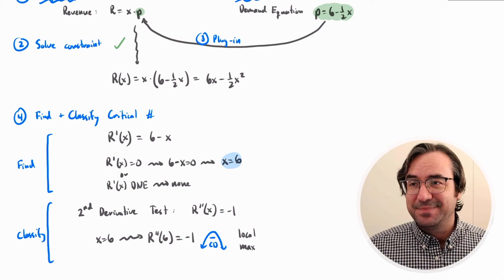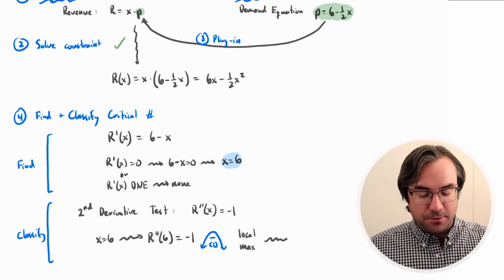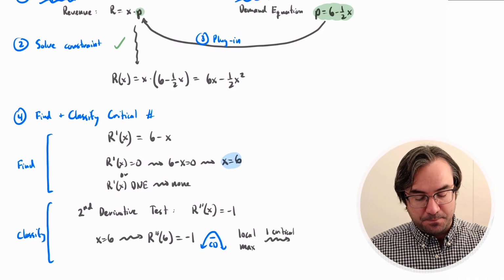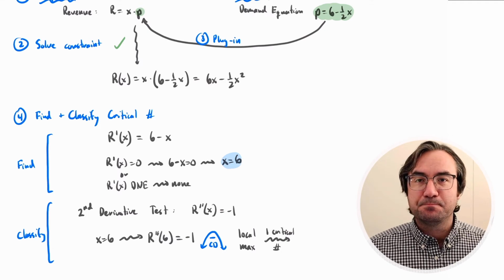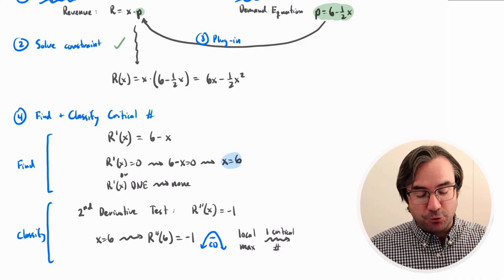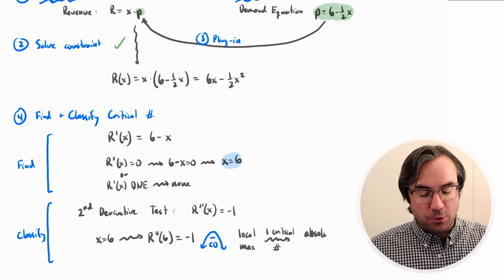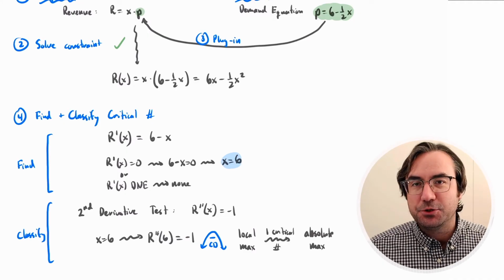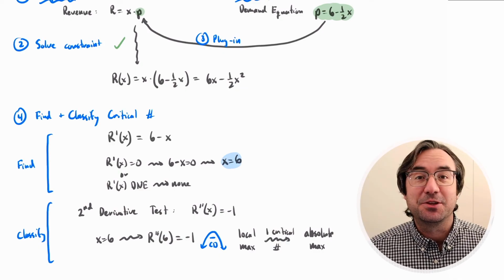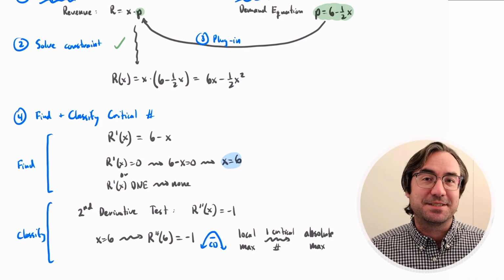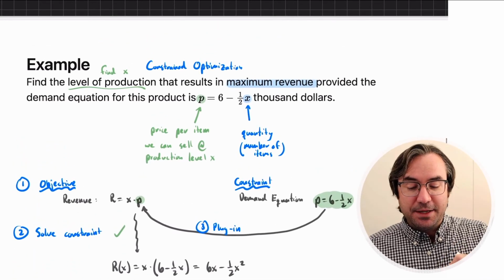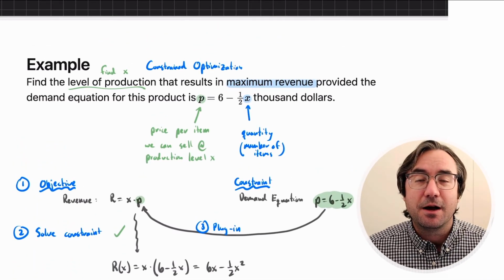And actually, this kind of gets a free upgrade. Because there was only one critical number here, anytime we only have one critical number, if it's a local max, it gets upgraded to an absolute max. If it was a local min, then it would get upgraded to an absolute min. So because there was only one critical number here, it's actually a little bit better. Not only is it just a local max, it's an absolute max as well. All right, and that's what we wanted to find. We wanted to make sure we got a maximum for our revenue function here.